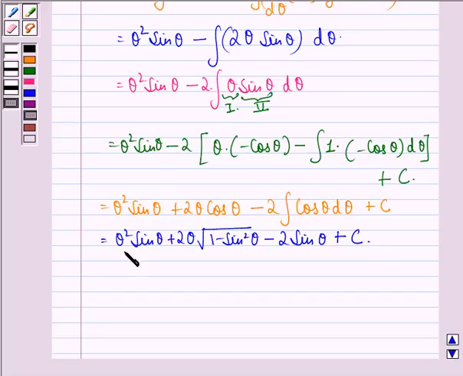Now converting it back to x, we know that theta was equal to sine inverse x. So we have sine inverse x the whole square into sine theta, that is x, plus 2 into sine inverse x into square root of 1 minus x square, minus 2x plus c.